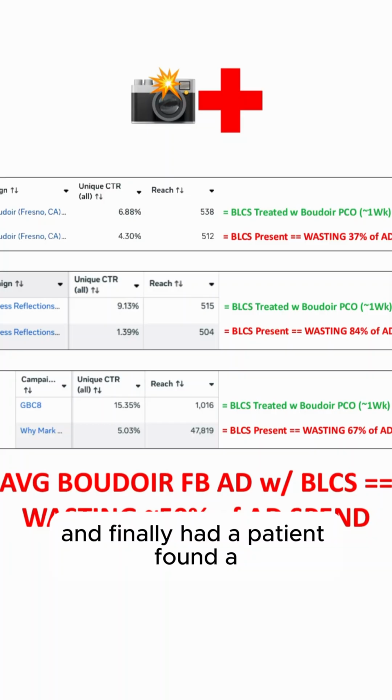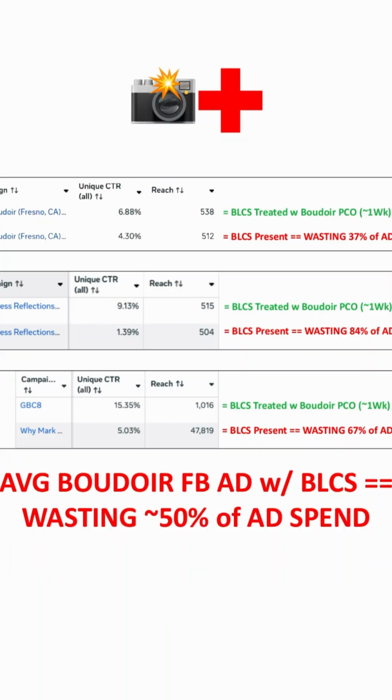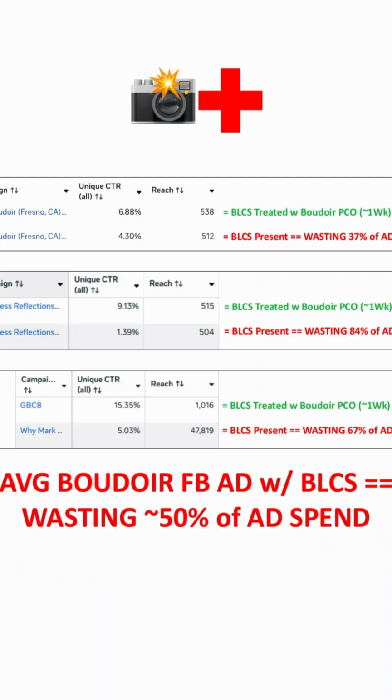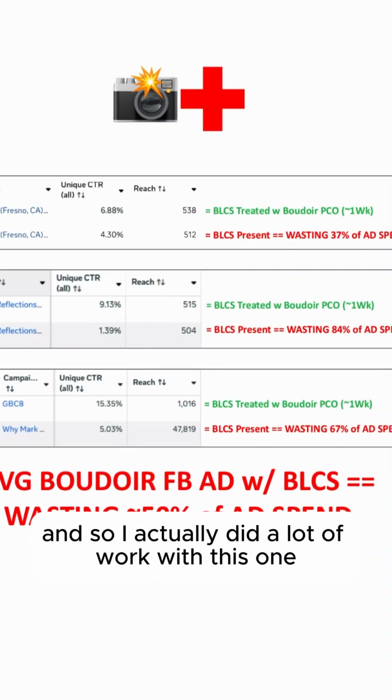And finally, had a patient, found out his Boudoir Facebook ad had BLCS present, 5.03% unique CTR, so that's under 6%. That's Boudoir low click syndrome. And so I actually did a lot of work with this one.